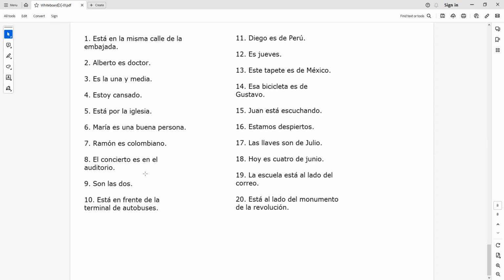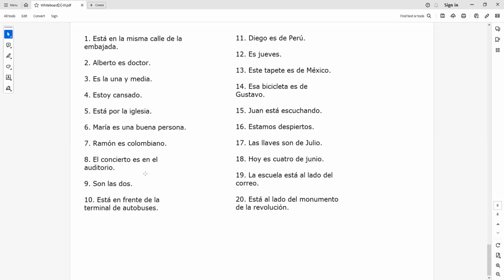Number 11 to 20. Diego es de Perú. Es jueves. Este tapete es de México. Esa bicicleta es de Gustavo. Juan está escuchando. Estamos despiertos. Las llaves son de Julio. Hoy es 4 de junio. La escuela está al lado del correo. Está al lado del monumento de la revolución.